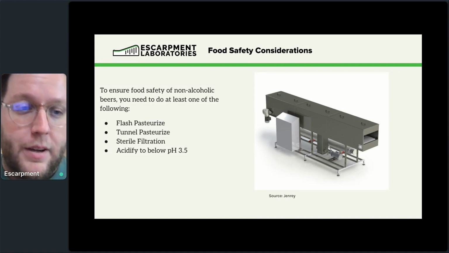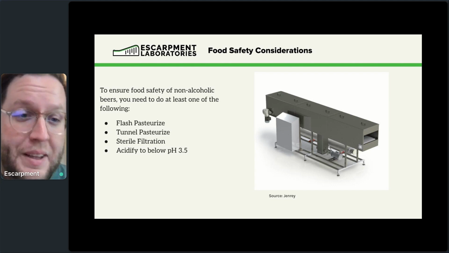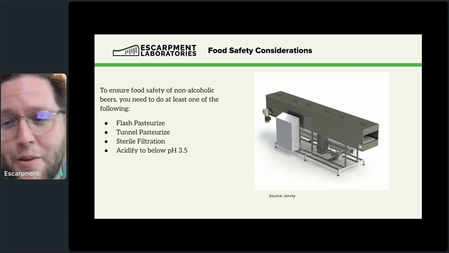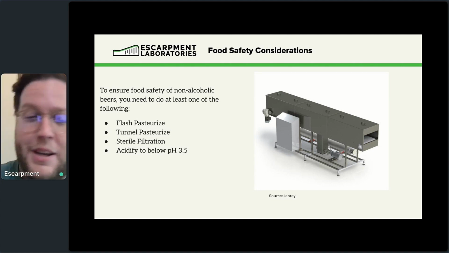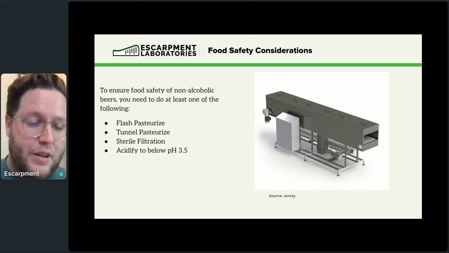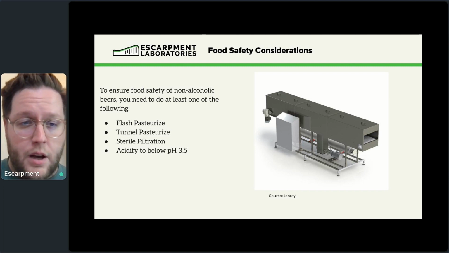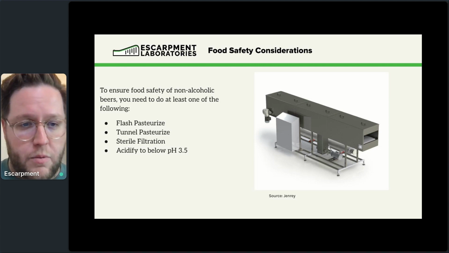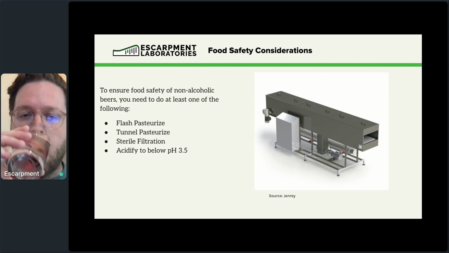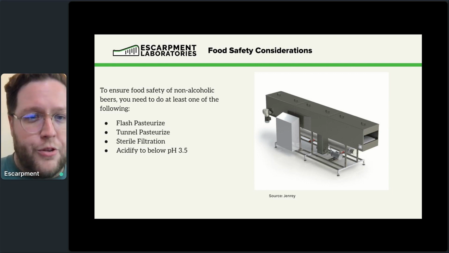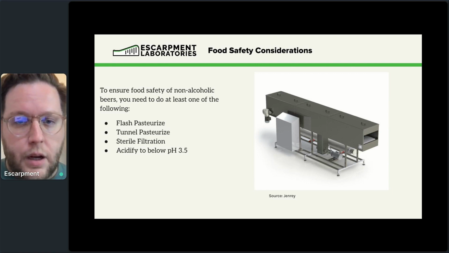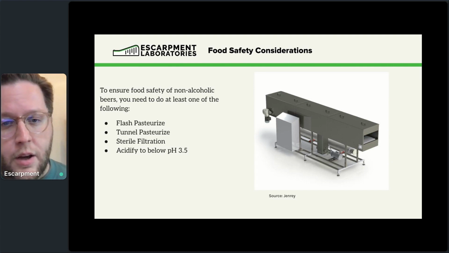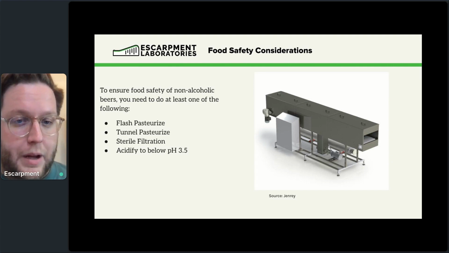So when we get into the food safety, because it is really, really important, right? This is a totally different ballgame from regular beer, where we can kind of be cowboys about our safety practices in a lot of cases. Non-alc is quite different. It's a lot closer to normal food production. So we have to ensure food safety of these products. I would suggest one of the following. That could be flash pasteurization, tunnel pasteurization, sterile filtration, or acidification.